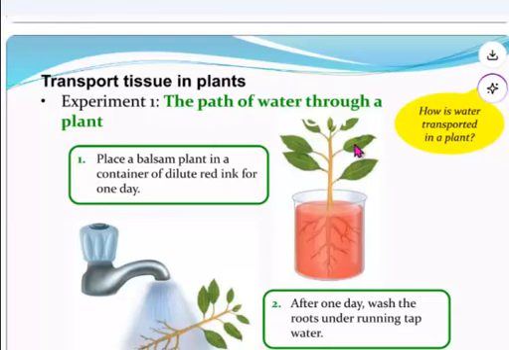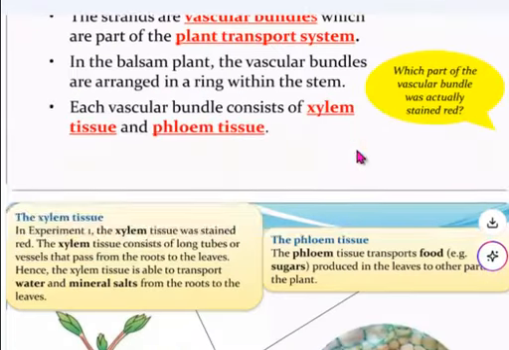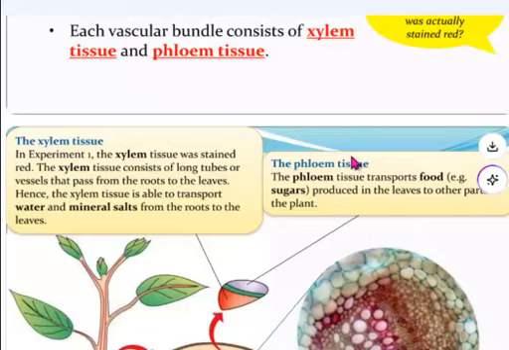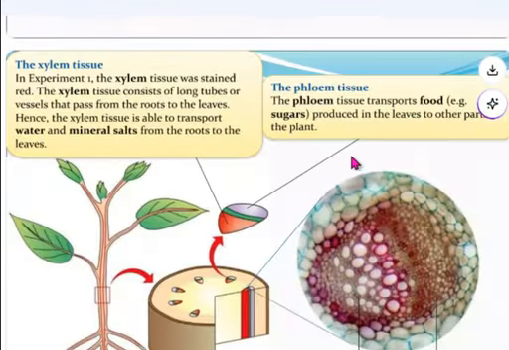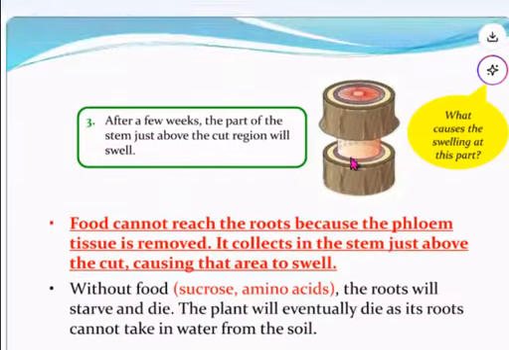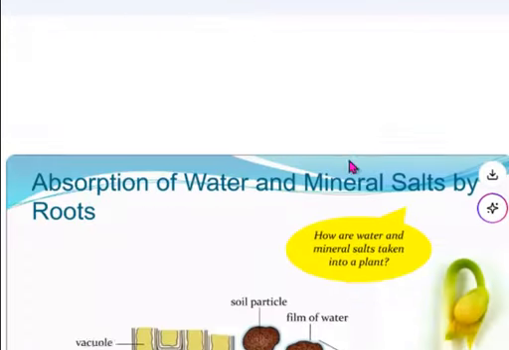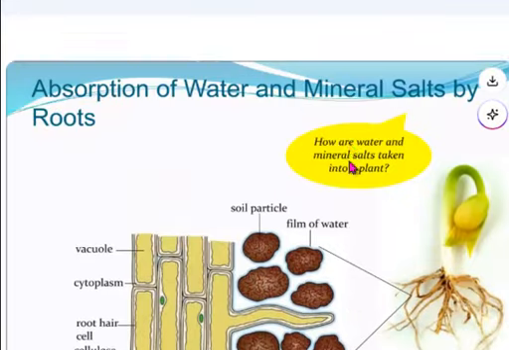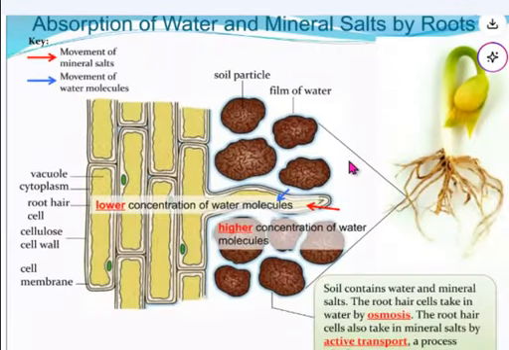Experiment 1. The path of water through a plant. Place a basin plant in a container of dilute red ink for 1 day. At the end of this class, probably you are going to look at this practical. Let us not use that one now to distract the purpose of the class. That's about the experiment, and all these things are very interesting. We are going to look at it later after the class.